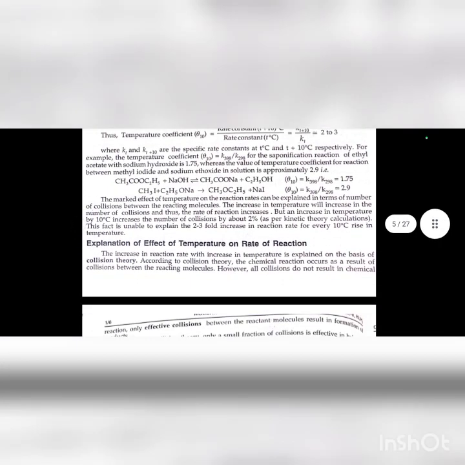Next is explanation of the effect of temperature on rate of reaction. The increase in reaction rate with increase in temperature is explained on the basis of collision theory. According to collision theory, the chemical reaction occurs as a result of collision between the reacting molecules. However, all collisions do not result in chemical reaction.